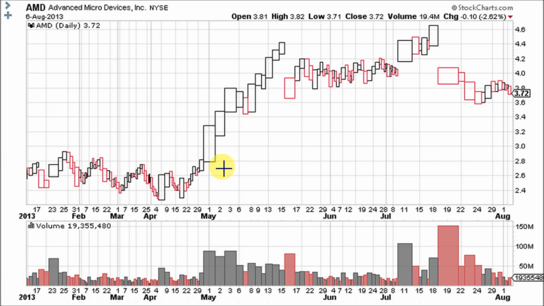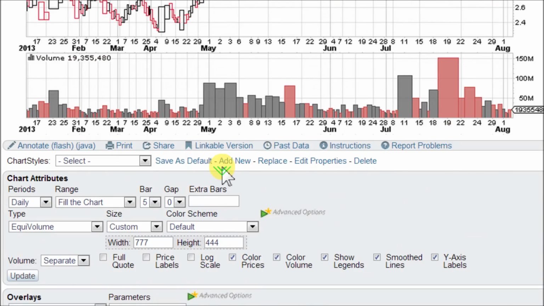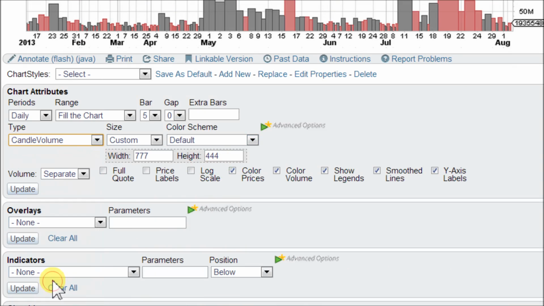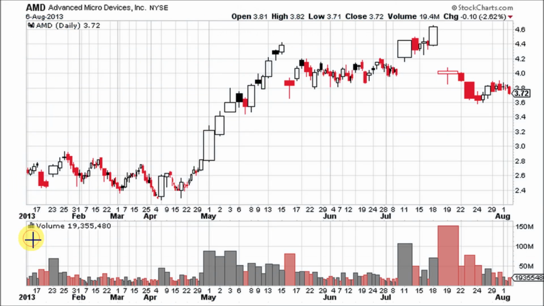So for the purposes of EMV, this lesson here, let's go ahead and look at another type of chart, which is called candle volume. It's just like the EquiVolume chart, but instead of just showing the high-low range for the day as a solid bar, it actually shows the upper wicks, the lower wicks, and the candles. But the candles themselves are represented with volume by their width. Again, a big wide red candle.